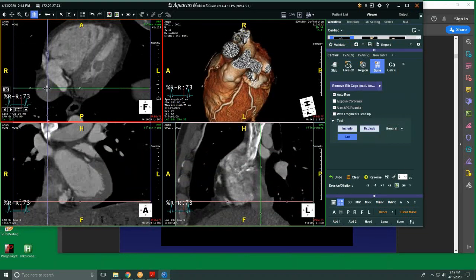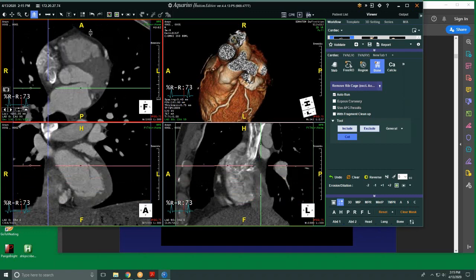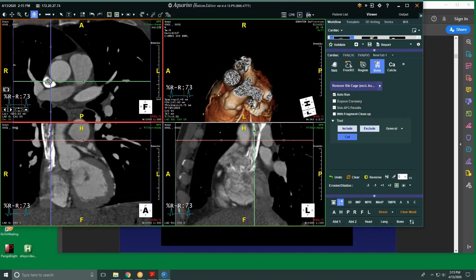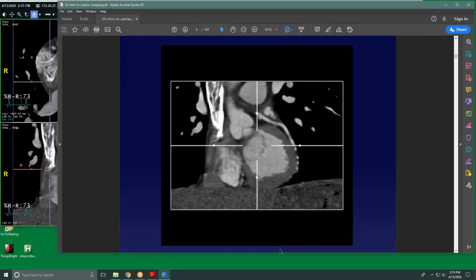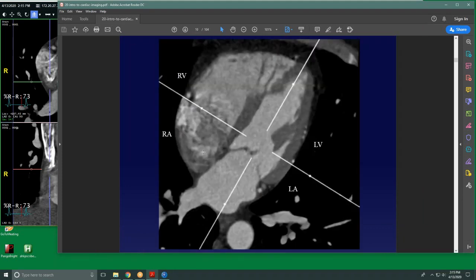See that? And there's your inferior vena cava coming up, a lot of mixing artifact. There it is there. Once again, going up, and there's your superior vena cava right here. Whoops, right there. Okay, coming down. Now, they feed into the right atrium.